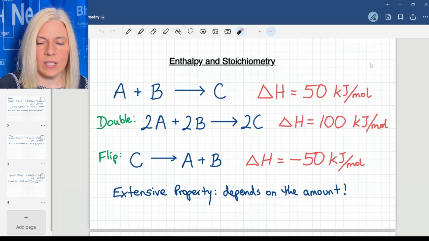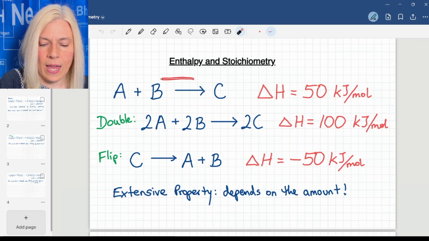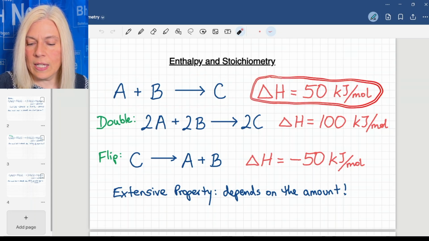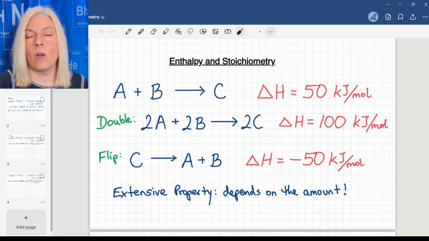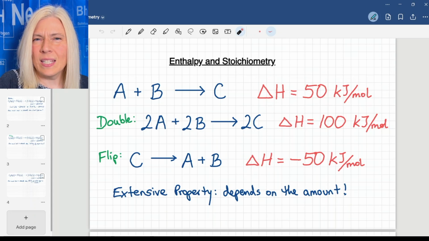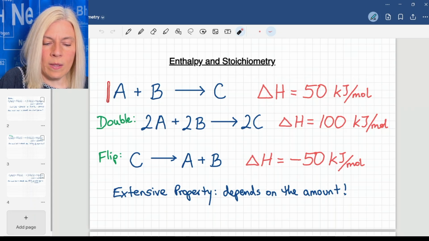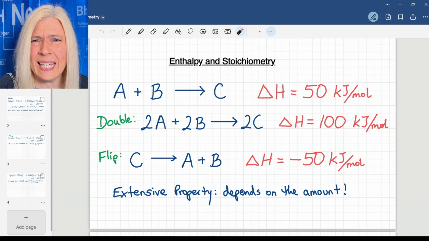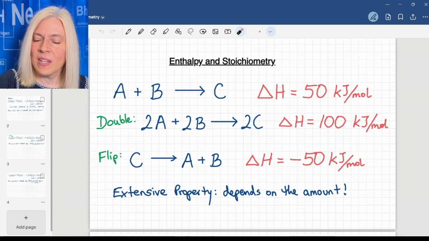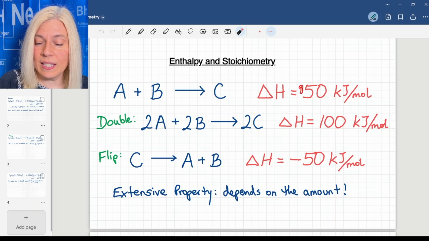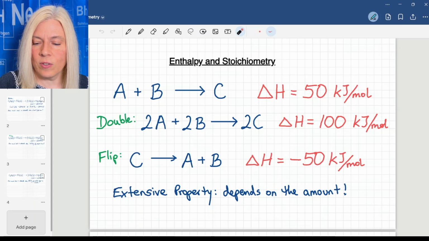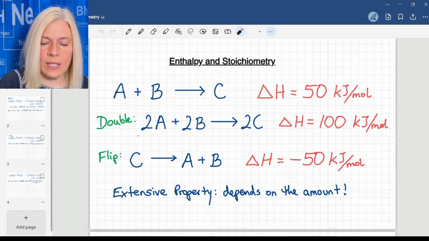So here we have just a sample reaction. Let's say we have A plus B goes to C, and the enthalpy of this reaction is 50 kilojoules per mole, or as written. And what does that mean? Well, if it means 1 mole of A, 50 kilojoules is released. I mean, no, it's absorbed because it's positive. I always think of exothermic reactions, but this is positive, so 50 kilojoules per mole is absorbed. That's an endothermic reaction. Well, what happens if we double everything?